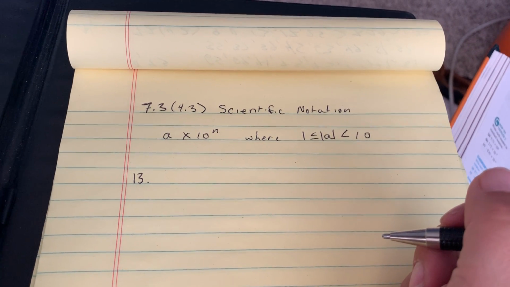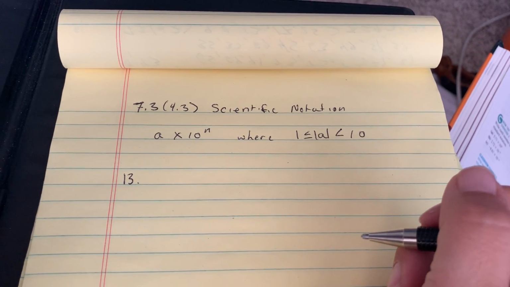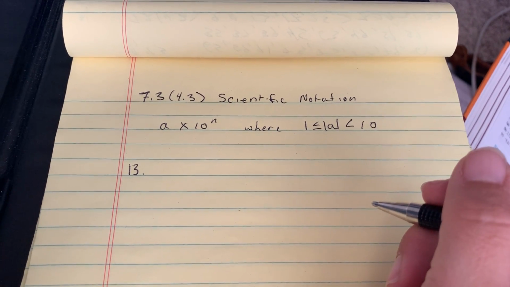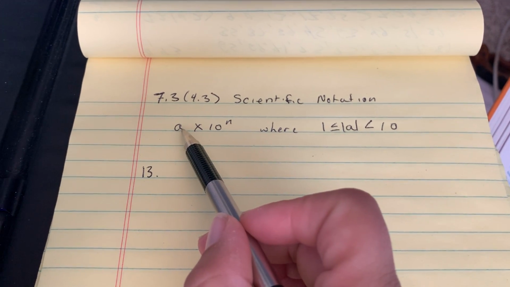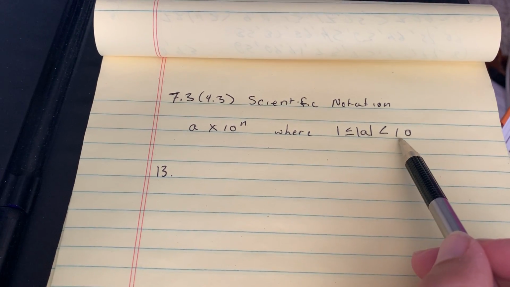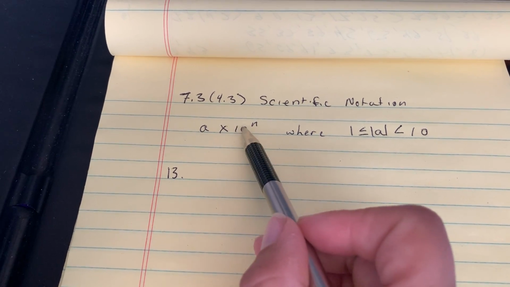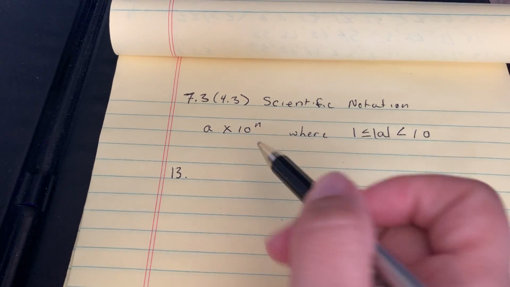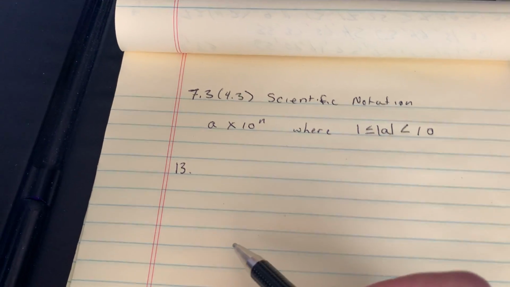Okay, in today's lesson, we're going to learn about scientific notation. This is 7.3, section 4.3 in your book. Scientific notation just states that if I have a number between 1 and 10, I multiply that by a base 10 to any exponent. Our base 10 is just going to tell us how many zeros or decimal places we're going over.